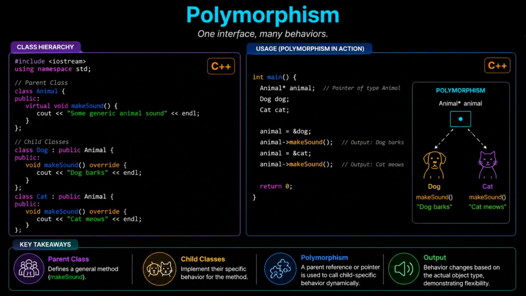Here's that same polymorphism example in C++. Using virtual functions, makeSound is marked virtual in the parent animal class, letting dog and cat each override it with their own behavior. An animal pointer gets reassigned between a dog and a cat object, and calling makeSound through that same pointer produces different output depending on which object it's actually pointing to.